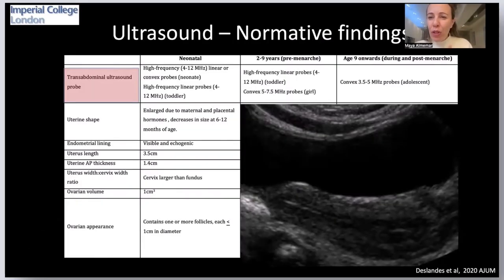But before we move on and talk about ultrasound and when to use it and what we might see, we've got to think about what we might expect to see and what is normal in this cohort of patients. So on a transabdominal scan in a neonate, this is a typical appearance of the uterus. It may be slightly more enlarged due to maternal and placental hormones, and you may see a visible echogenic endometrial lining, again due to the influence of maternal gonadotrophins. You'll see the cervix slightly larger than the fundus, and the appearances of the uterus change over the course of the first year of life.